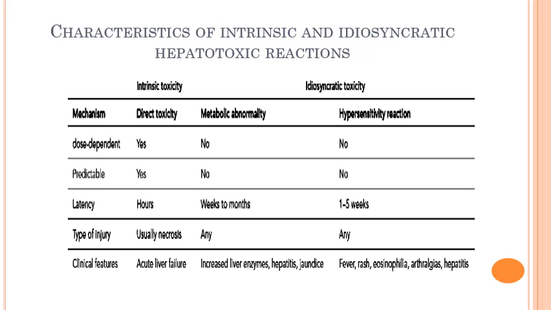The final characteristic is the clinical features. In direct toxicity, there will be acute liver failure. In metabolic abnormality, there are chances of increased liver enzymes, hepatitis, and jaundice. However, in the idiosyncratic toxicity, that is basically a hypersensitivity reaction, the person will be having fever, rash, eosinophilia, arthralgias, and hepatitis.